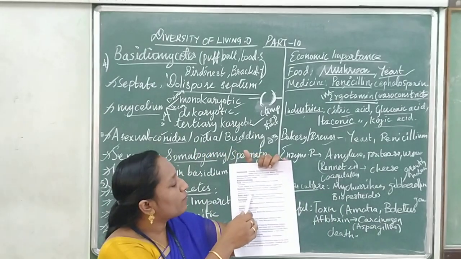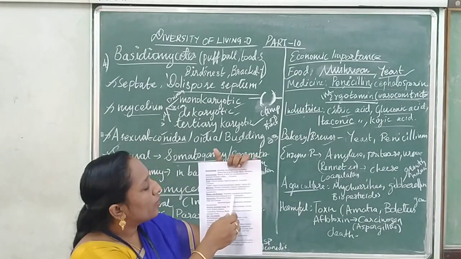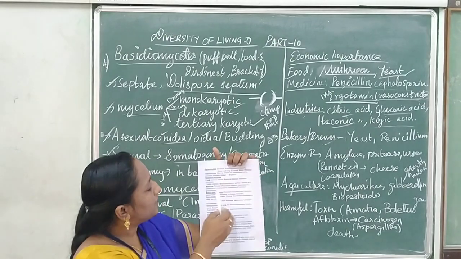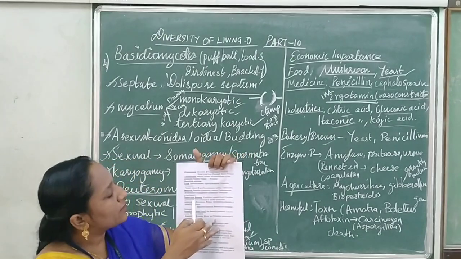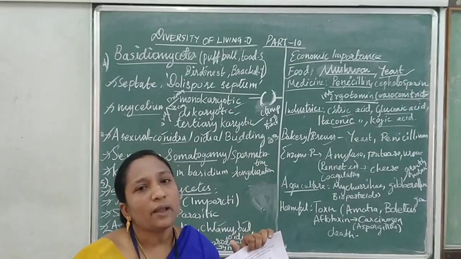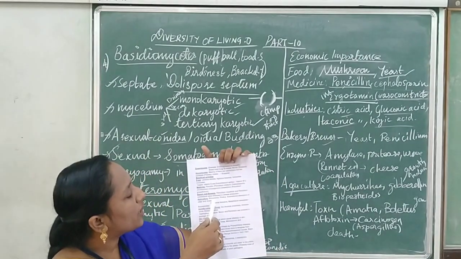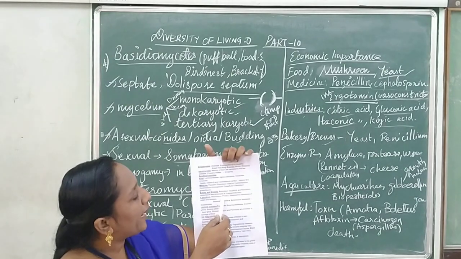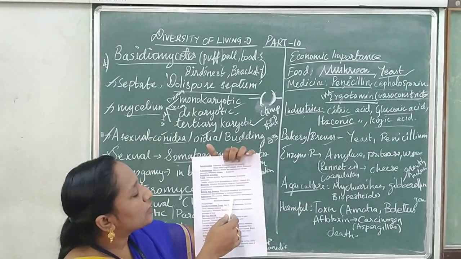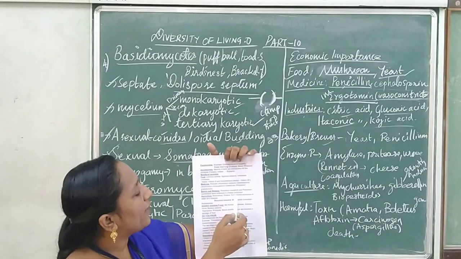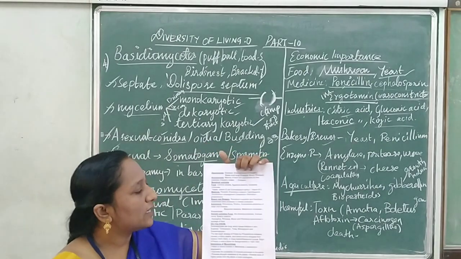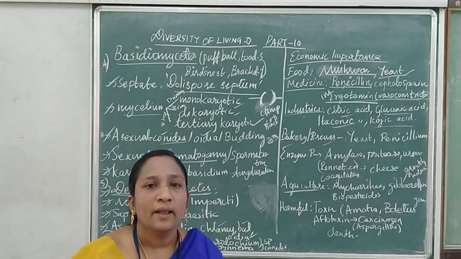Under bakery and brewery, Penicillium roqueforti and Penicillium camemberti are involved in the industries for cheese production. And in agriculture, Rhizoctonia, Phallus and Scleroderma. These are all varieties used in agriculture for absorbing water and minerals.